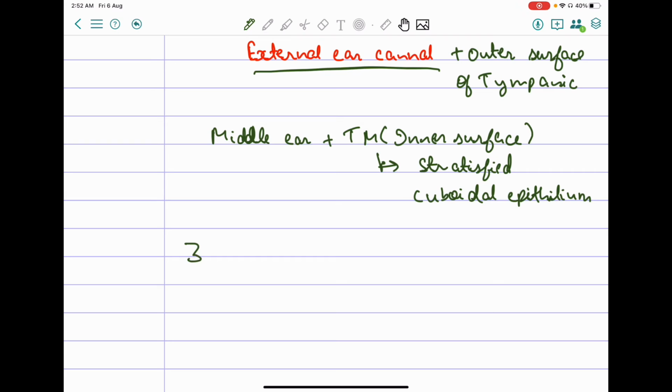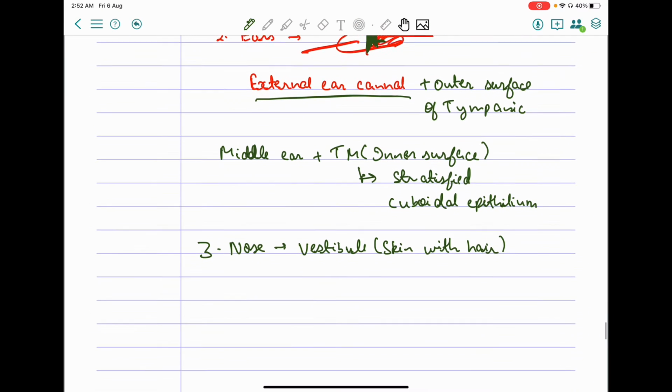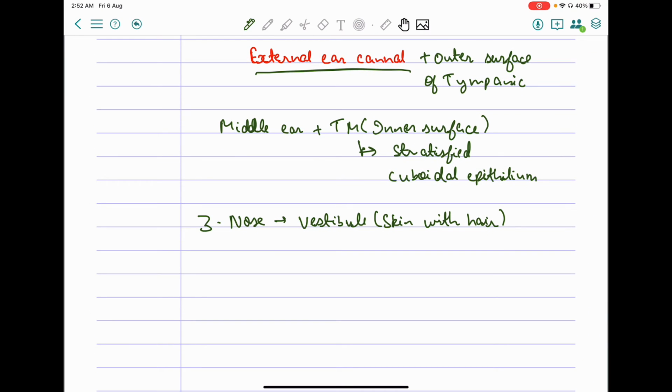Third opening, which is the third opening? That is nose. In the nose, the vestibule is there. What is the vestibule? That is skin with hair. Hairs are present in our nose, right? So in the inner nose, the vestibule is skin with hair, that is, stratified squamous epithelium is present.